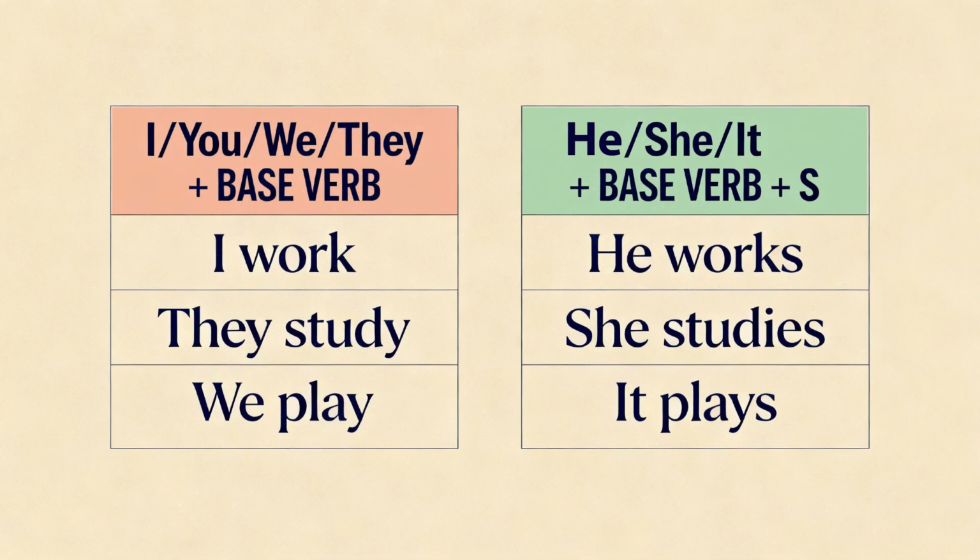Now let's look at the basic formula. It's very simple. With I, you, we, and they, we use the base verb, like I work, they study, we play. But with he, she, and it, we add s to the verb, so it becomes he works, she studies, it plays. Remember this basic rule.